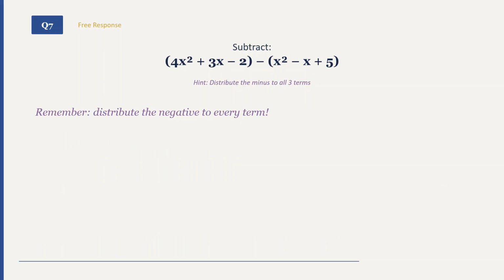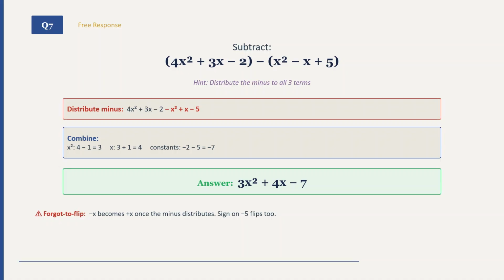Question 7. Subtract the quantity x squared minus x plus 5 from 4x squared plus 3x minus 2. Show each step. Remember the critical step. Distribute the negative sign before combining like terms. The answer is 3x squared plus 4x minus 7.